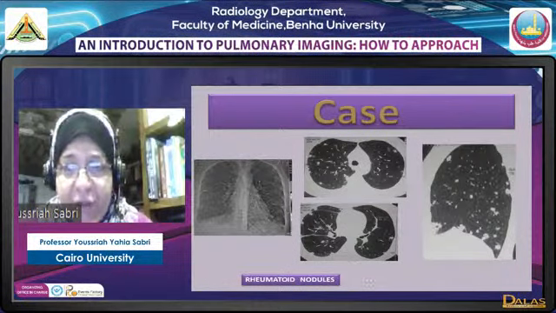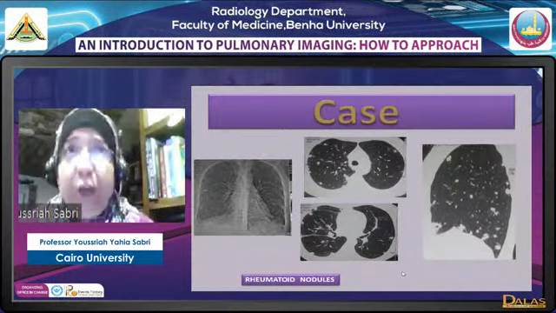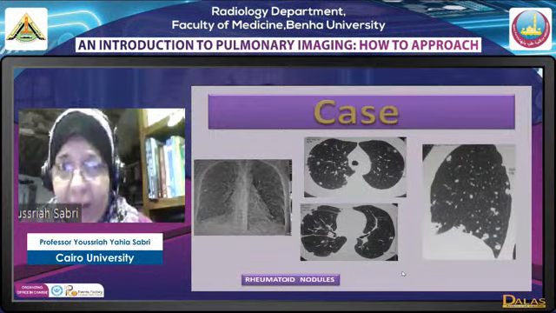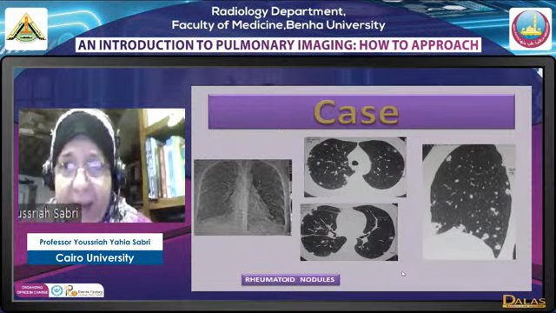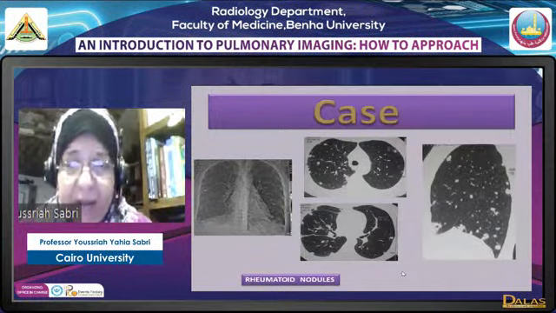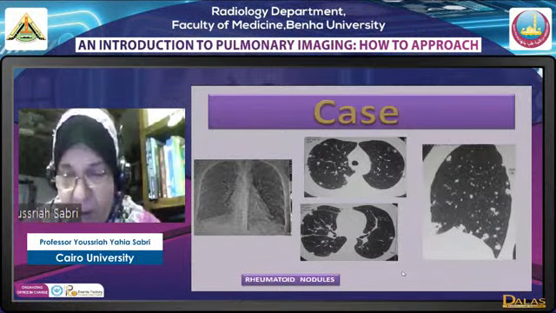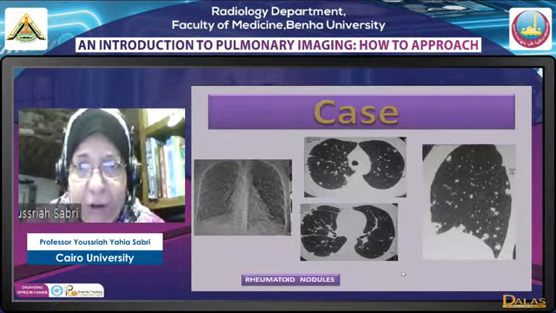This is a classic feature of rheumatoid nodules. Rheumatoid nodules classically can be any number, any size, any shape. They may cavitate. They are not known to calcify. Okay, these are rheumatoid nodules.